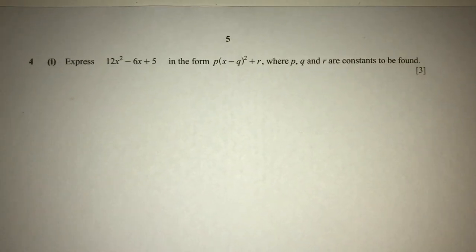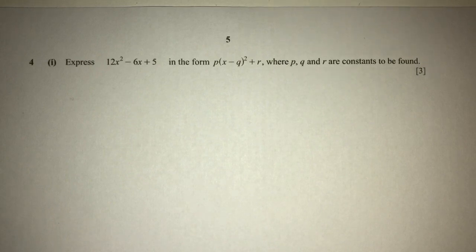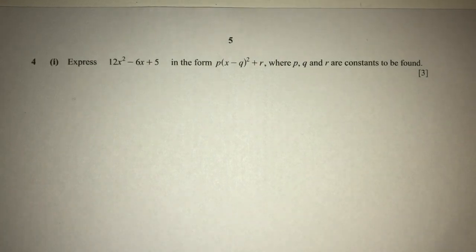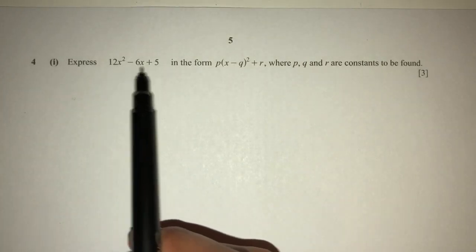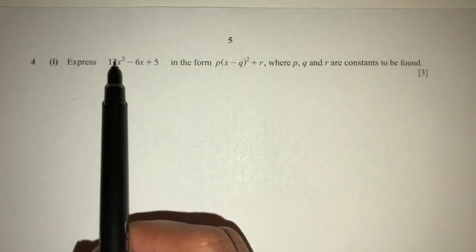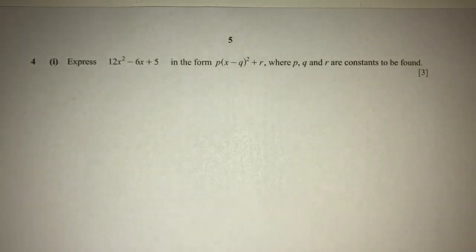Now let's move on to question number 4. Express this in the form of this, where p, q, and r are constants to be found. As you can see, it is complete square form. So the first thing, as I have explained before many times, when we have this quadratic equation, we have to make sure that the coefficient of x squared is always 1.